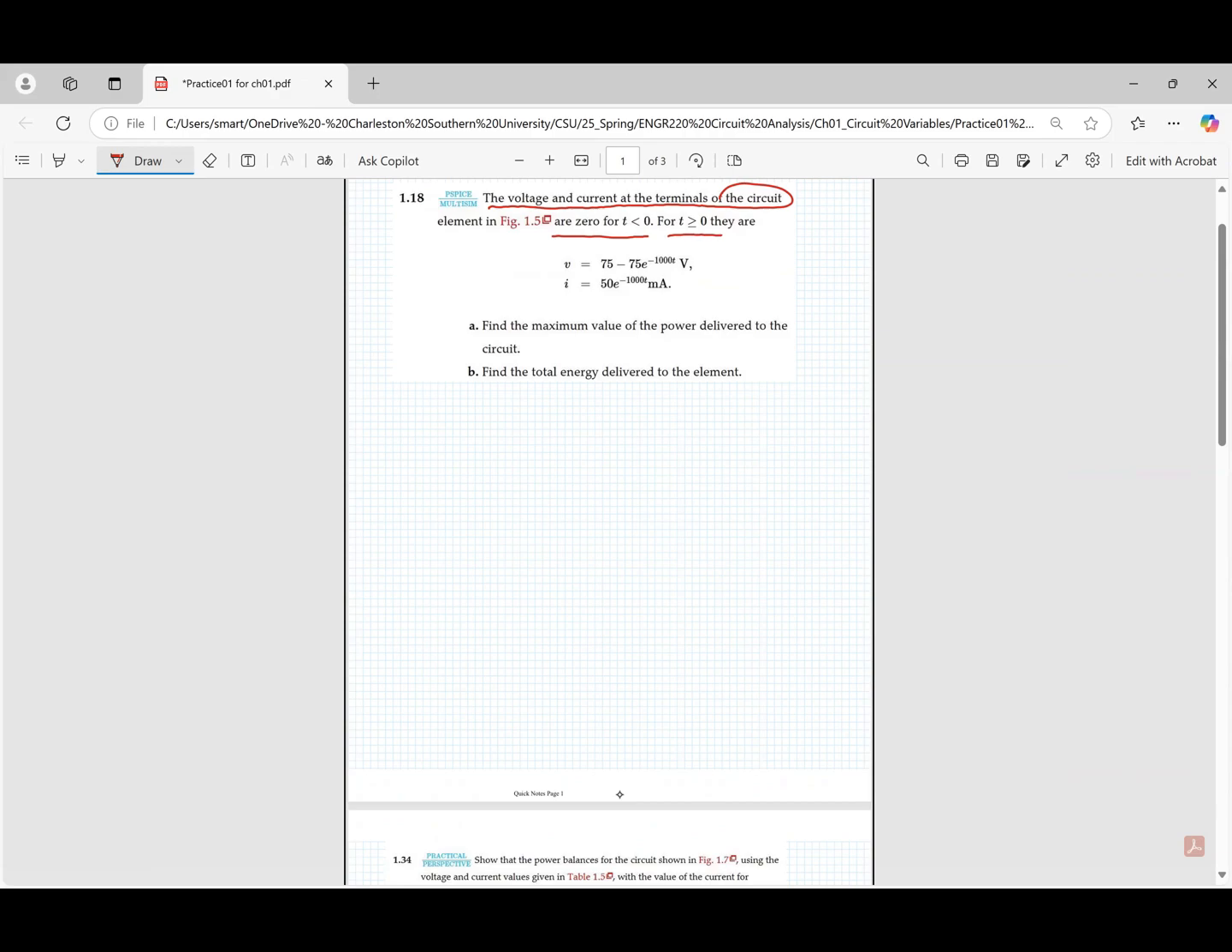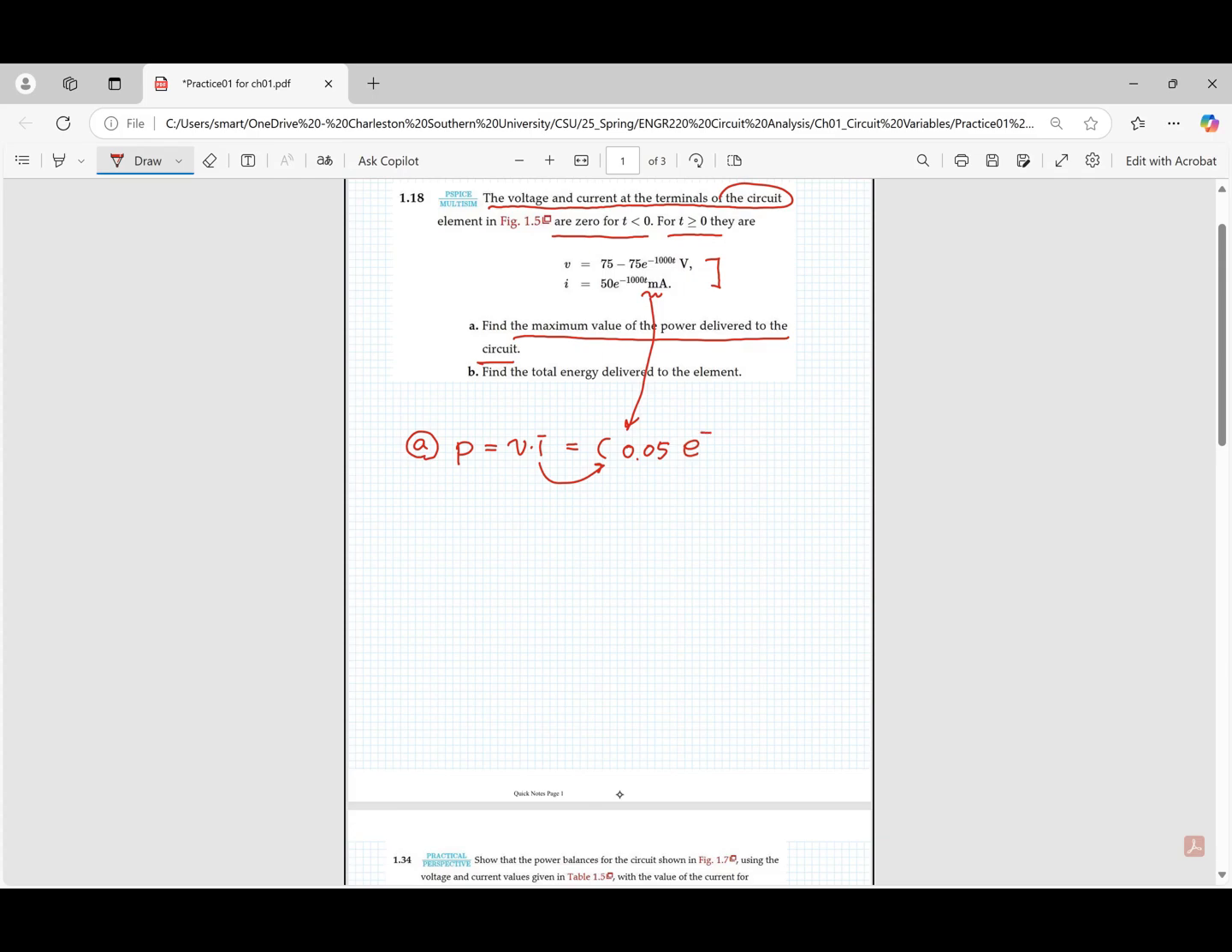t squared then 0, and V and I was given to the function. So we have to find the maximum value of power delivered to the circuit. So P is V times I. V was... 0.05, this is I, the milli. Okay, so this is Y.